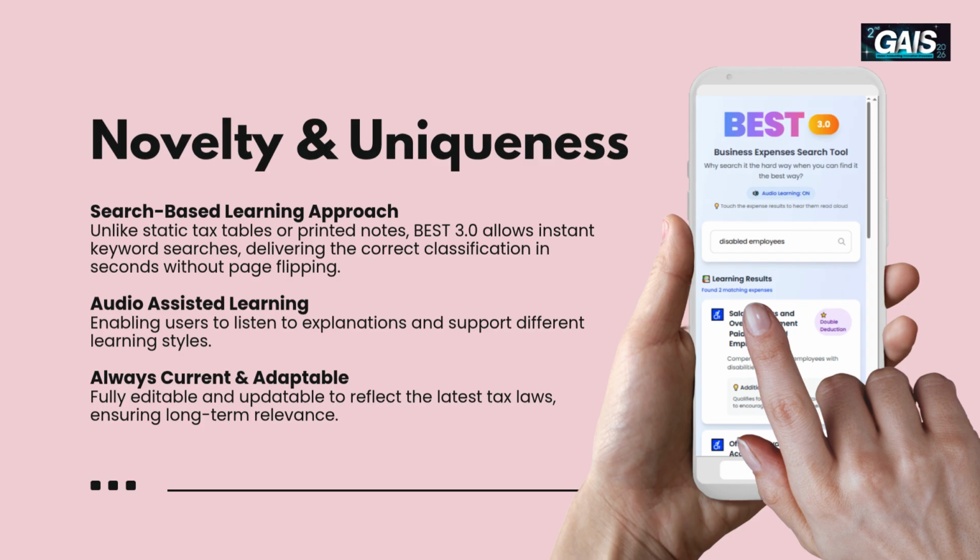BEST 3.0 offers a unique search-based learning approach for taxation. Unlike traditional notes or static references, users simply type an expense keyword and instantly receive the correct tax classification with a clear explanation. It also introduces audio-assisted explanations, supporting different learning styles. These improvements make BEST 3.0 a faster, smarter, and more interactive way to learn taxation.